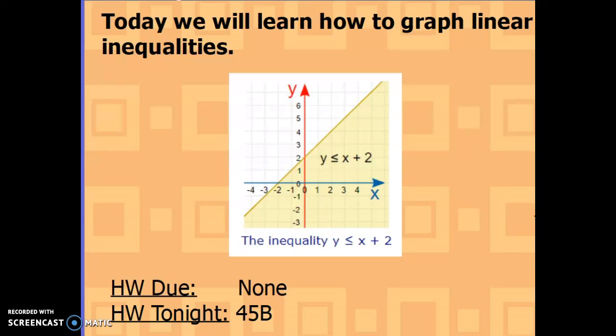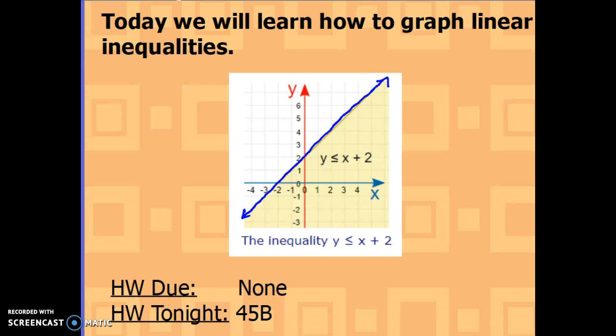Hey guys, today we're going to learn how to graph linear inequalities. If we look at the screen, we have a line that's graphed on the coordinate plane, and you notice it's a solid line. That's going to be important because in a little bit some of our lines will be solid and some will be dashed.